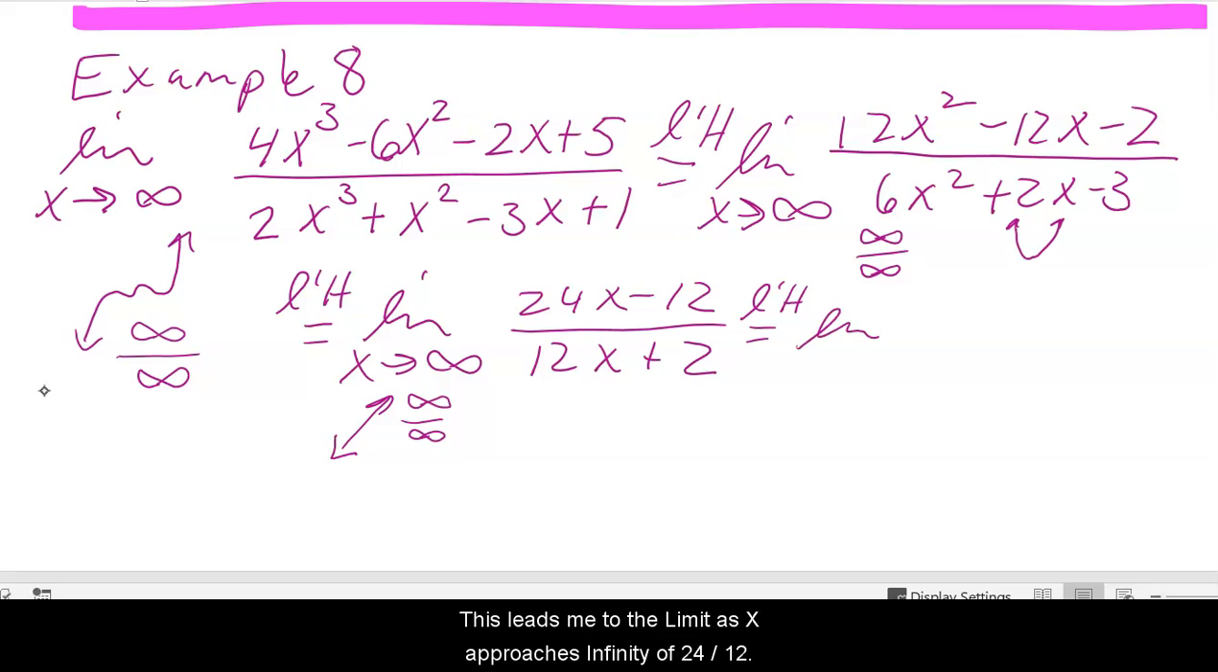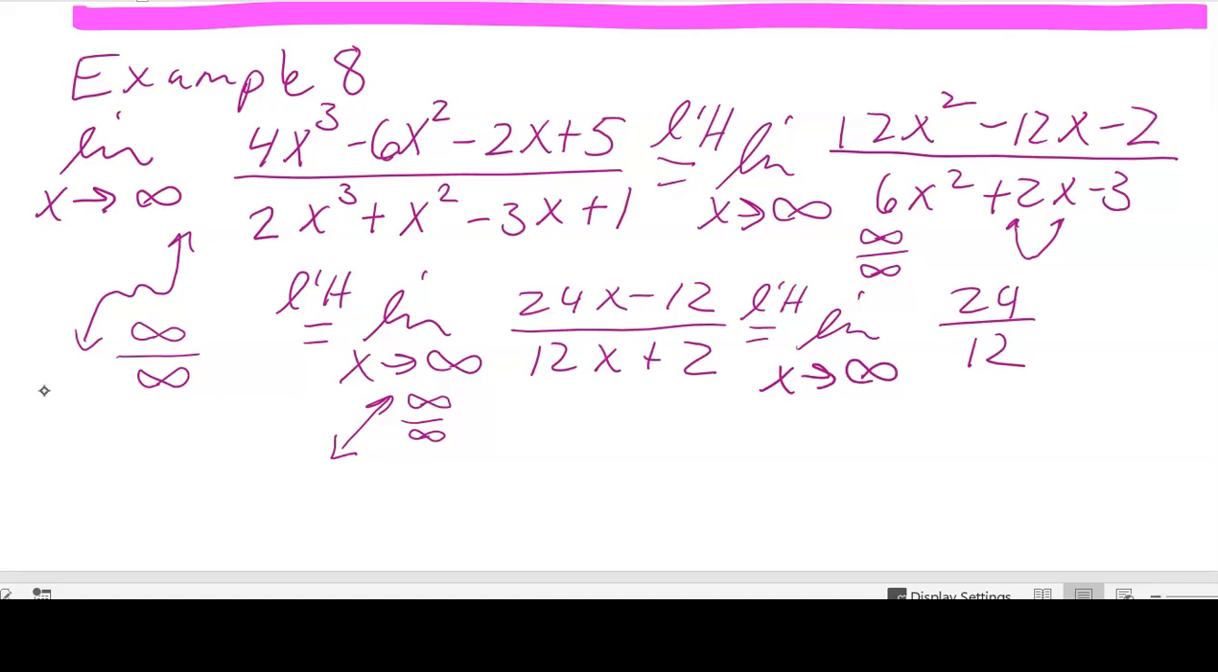This leads me to the limit as x approaches infinity of 24 divided by 12. When I reduce 24 divided by 12, I get 2, and the limit of the constant is the constant itself. Notice that this number is equal to the ratio of the leading coefficients. In other words, L'Hopital's rule is the reason the Bill Gates rule works.